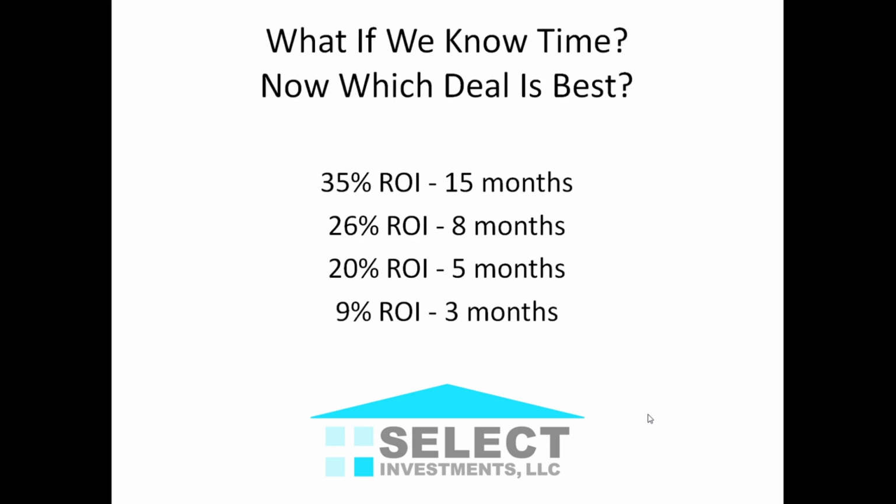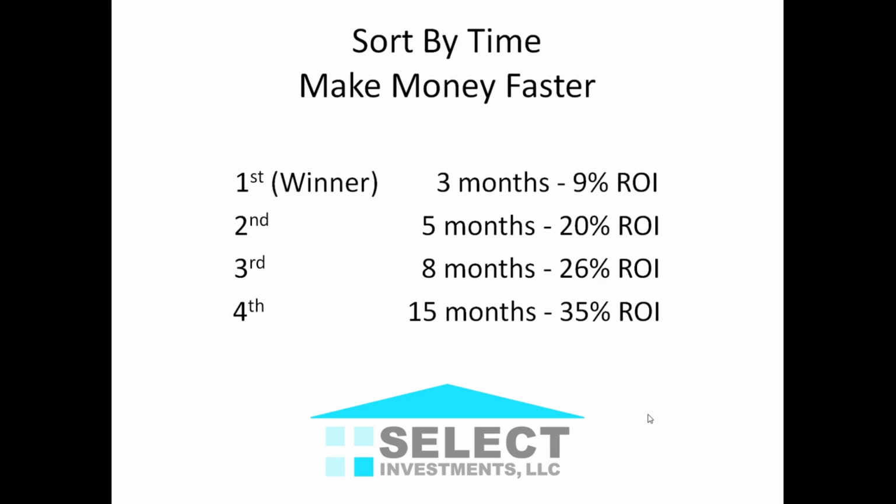Good question. What if we know time? Now which deal is best? Well, we see 15 months and we see 3 months. That's a whole year of difference. Maybe we should sort by time. That way, we can make money faster. But 9% does seem pretty low.